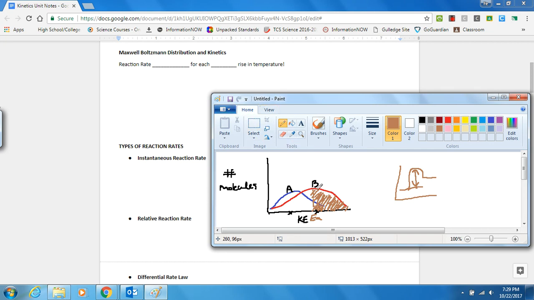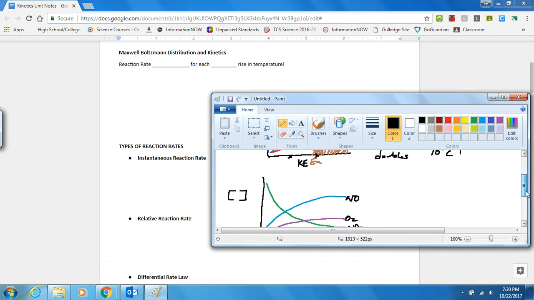Now, specifically, because this temperature change has such a large shift on those molecules, we say that the reaction rate doubles for each 10 degrees Celsius rise in temperature. So what you should have in those lines is that the reaction rate doubles for each 10 degrees Celsius rise in the temperature.